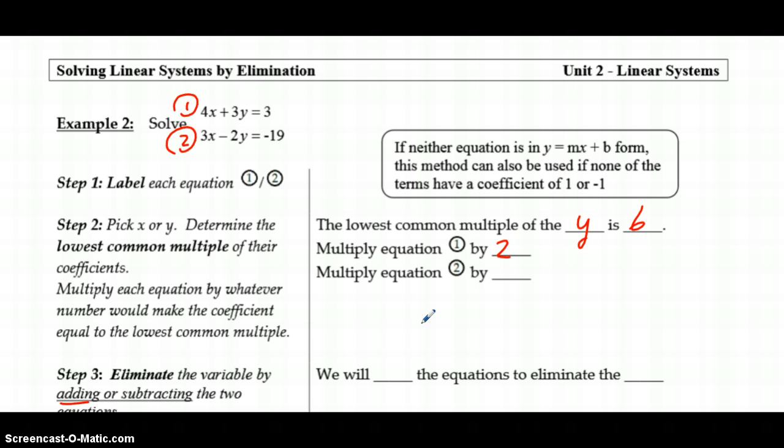So we're going to multiply that whole equation by 2. The second equation, I've got the 2, actually a negative 2, but we won't pay attention to that for now. 2 times what gives me 6? It would be a 3. So right now I'm just going to multiply my two equations.